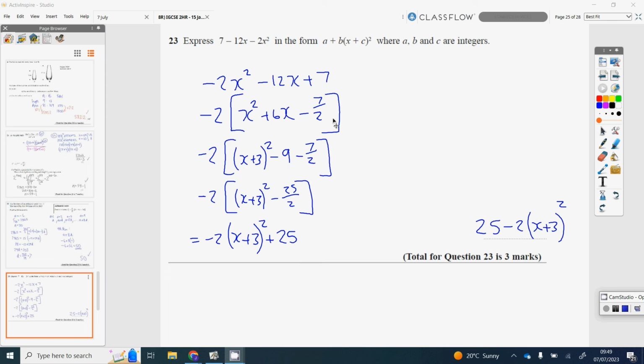And then for my final answer, I've just followed the format they wanted me to put down. They wanted the number first. So it's 25 minus 2 lots of (x plus 3) all squared.